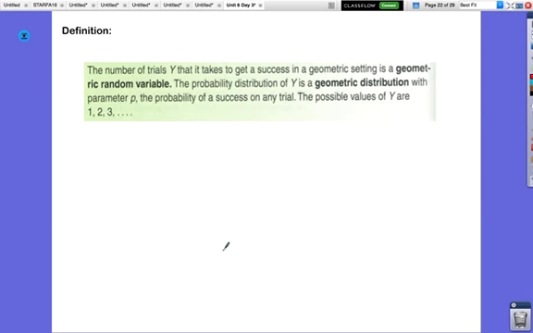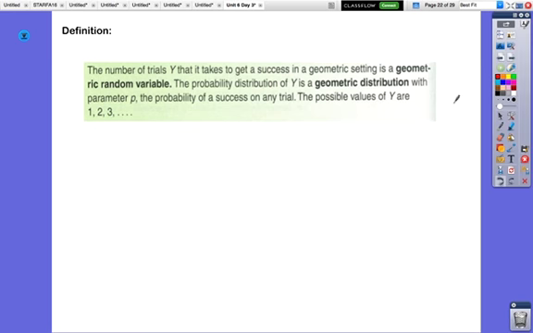The number of trials y that it takes to get a success in a geometric setting is a geometric random variable. The probability distribution of y is a geometric distribution with parameter p, the probability of success on any trial. The possible values of y are 1, 2, 3, and so on and so forth.